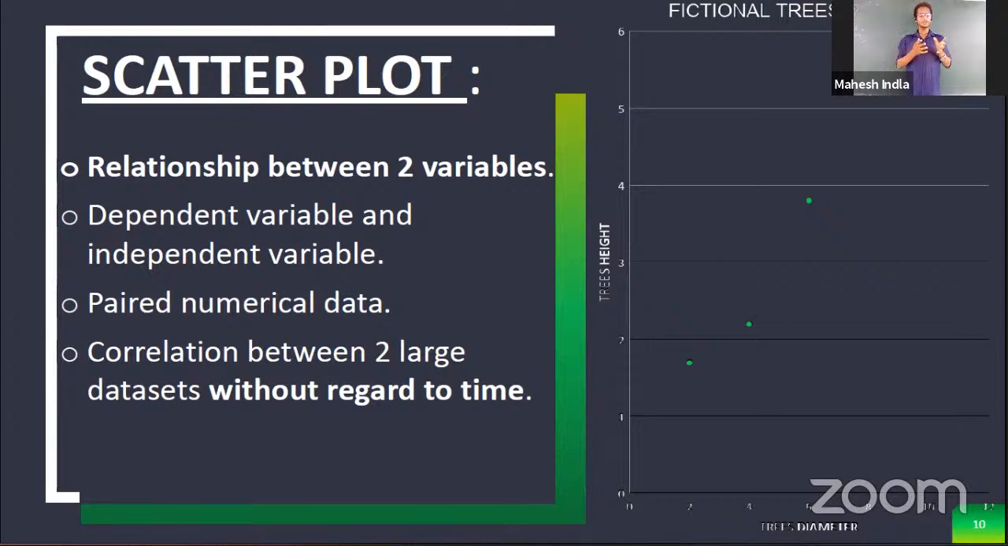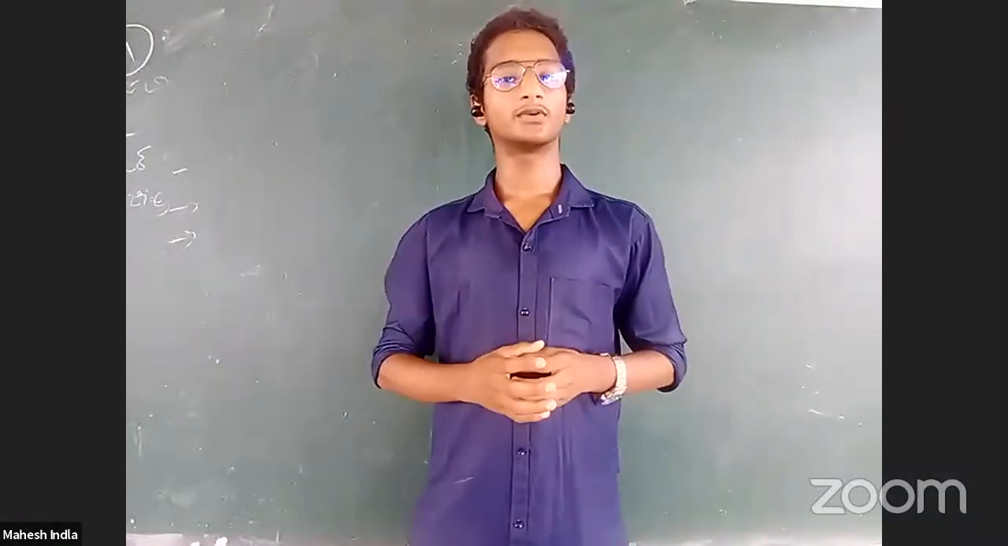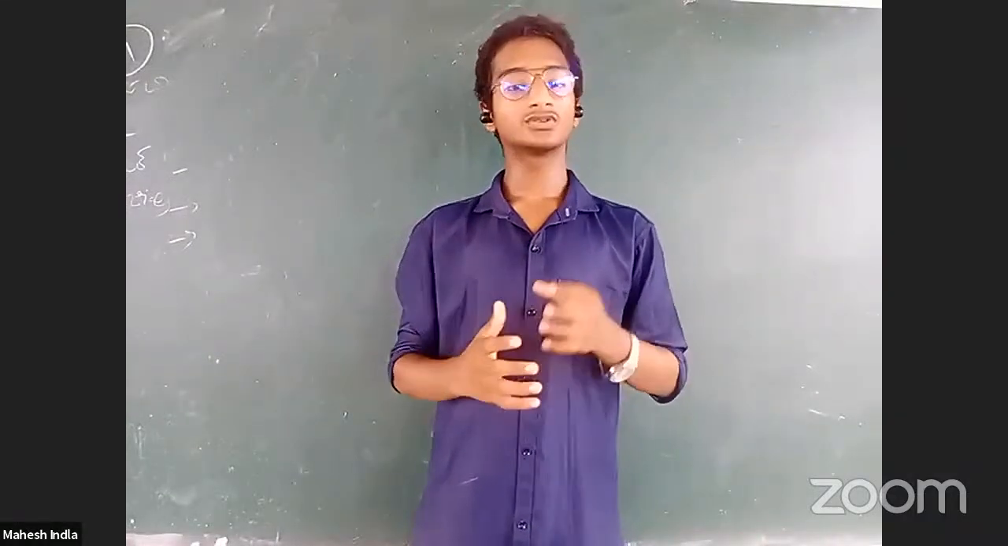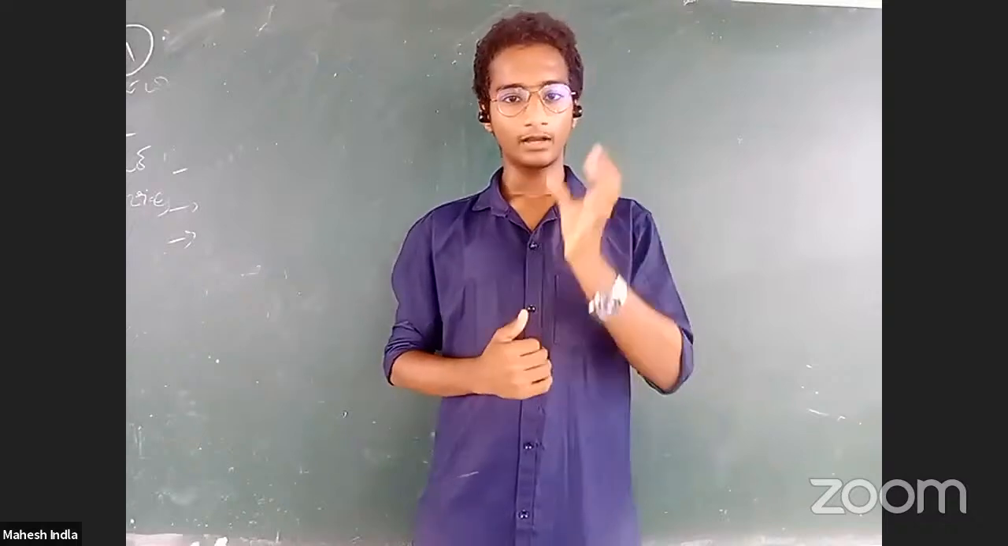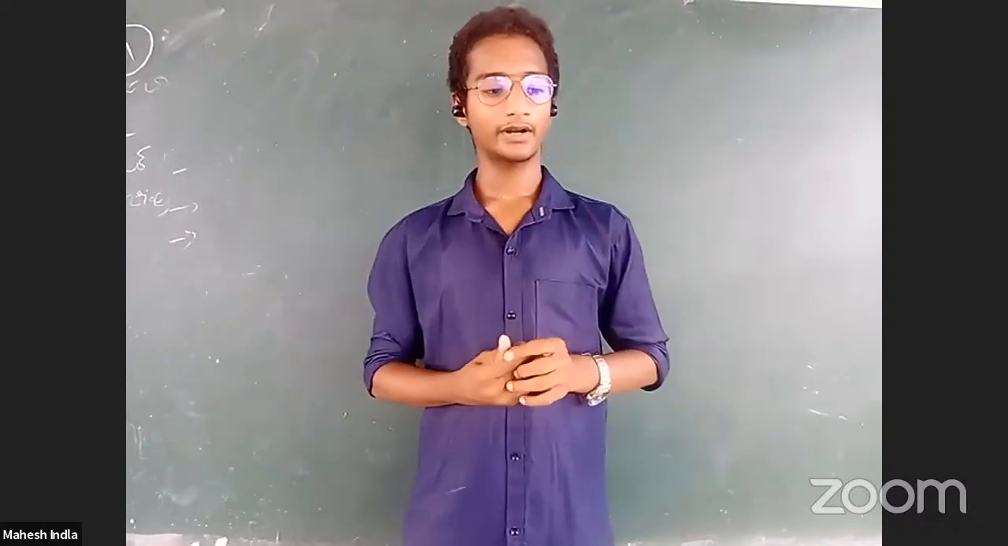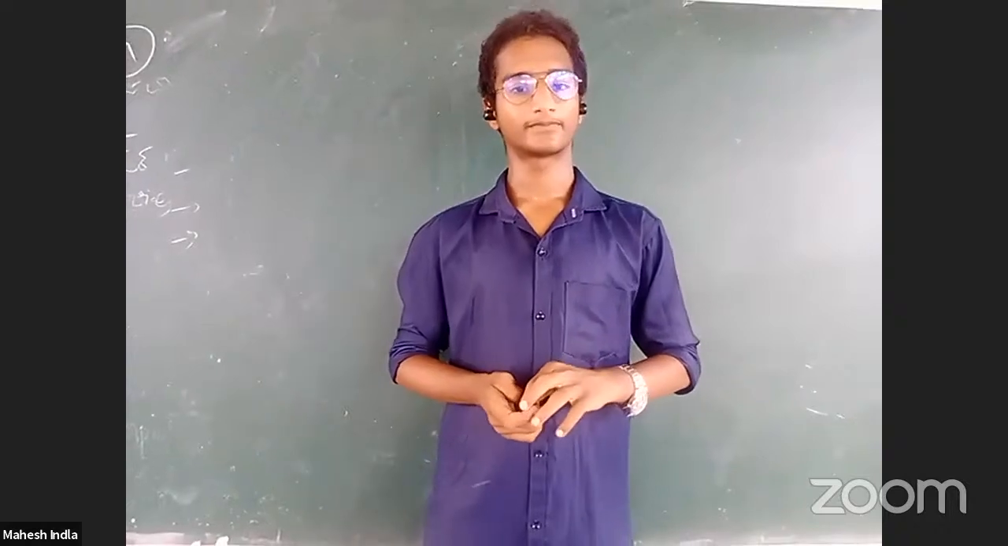So using this scatter plot, we can find the value of the dependent variable by seeing the value of the independent variable. The dependent variable is the one that someone asks us to find, and the independent variable is the value that is already given. Okay, this is about the scatter plot, and now let us move ahead.